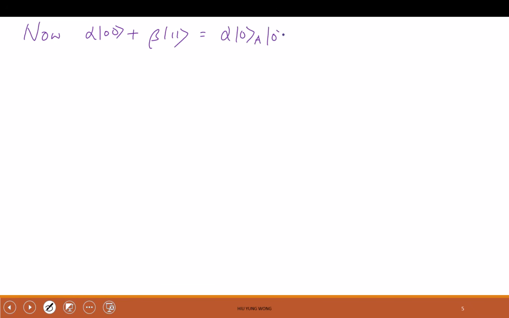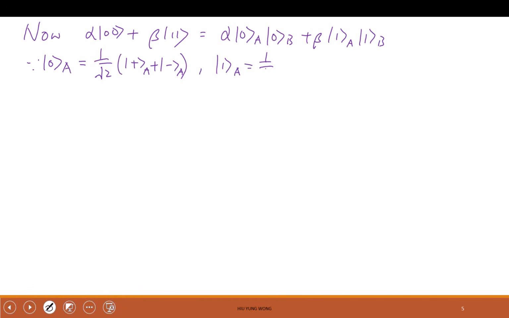|0a, 0b> plus beta |1a, 1b>, right? Bob and Alex. And then again, I give you |0a> equals 1 over square root 2 (|+> plus |->). Okay, let me still call it a. And then |1a> equals 1 over square root 2 (|+> minus |->). Still okay up to now?